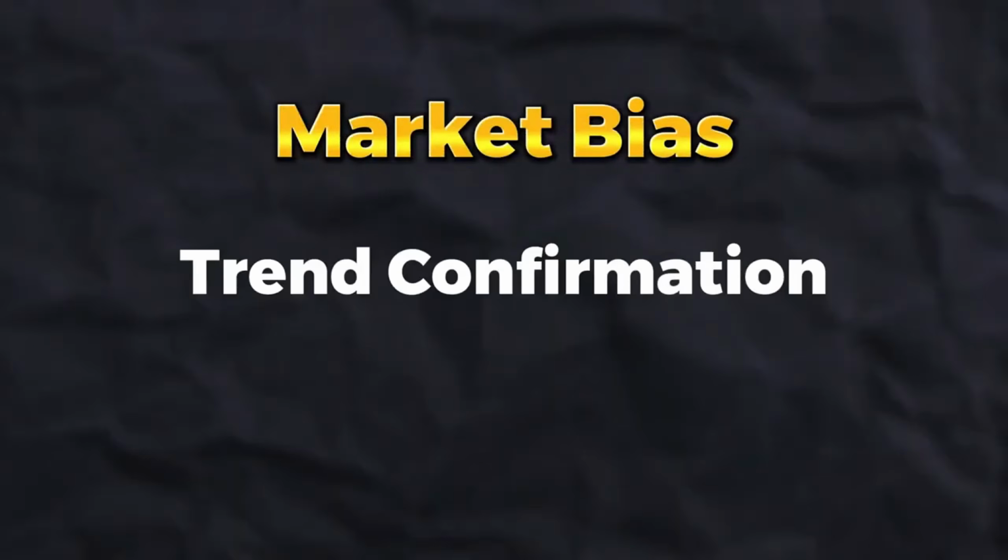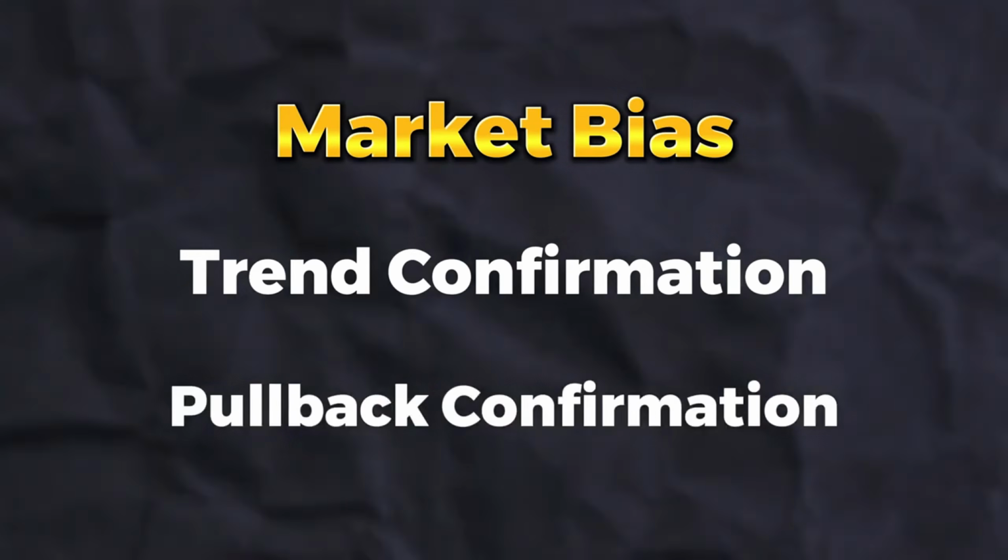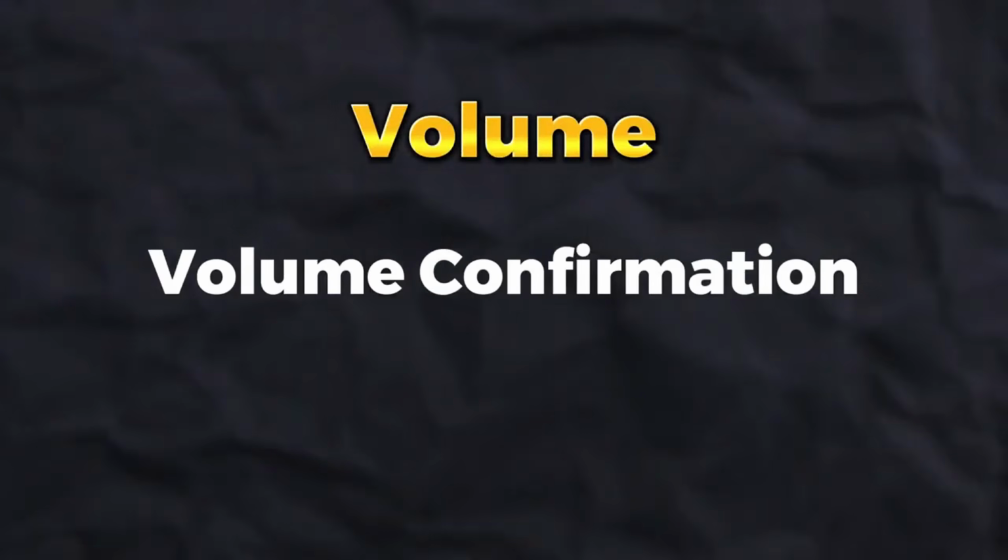Market bias is used to do trend confirmation and pullback confirmation, and the volume indicator is used to do volume confirmation.